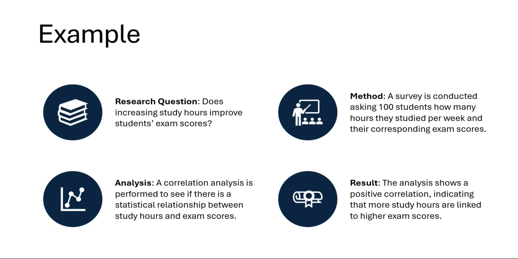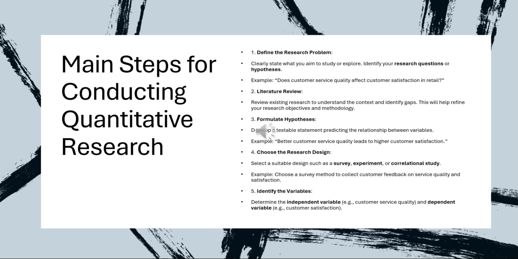Example of quantitative research. Research question: does increasing study hours improve students' exam scores? Method: a survey is conducted asking 100 students how many hours they studied per week and their corresponding exam scores. Analysis: a correlation analysis is performed to see if there is a statistical relationship between study hours and exam scores. Result: the analysis shows a positive correlation, indicating that more study hours are linked to higher exam scores.